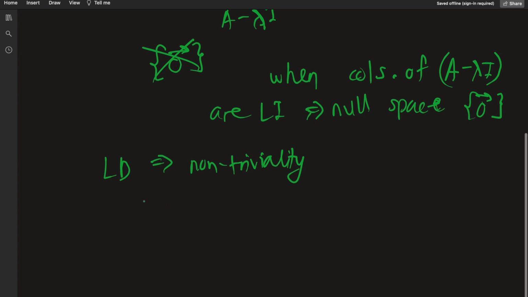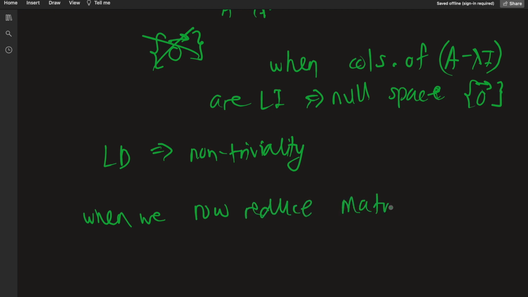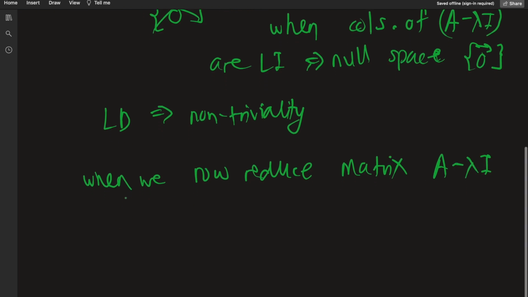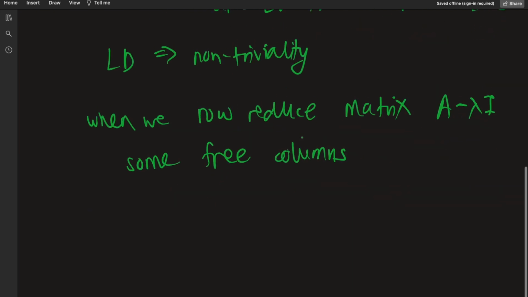Now, what does linear dependence mean in terms of matrices? It means that when we row reduce the matrix A minus lambda I, we should have some free columns. At least one free column should be there. Otherwise, if we get the identity on row reduction, it's the linearly independent case, and that's not helpful at all. That doesn't give much information.